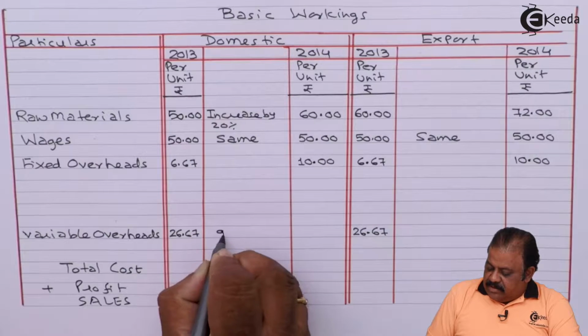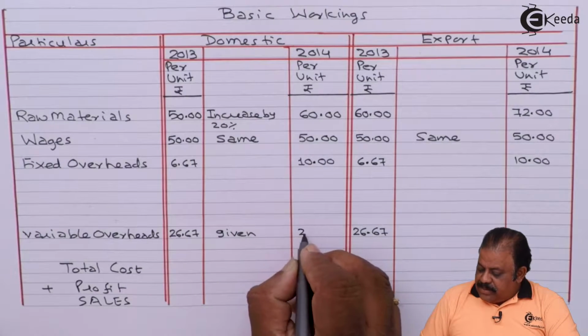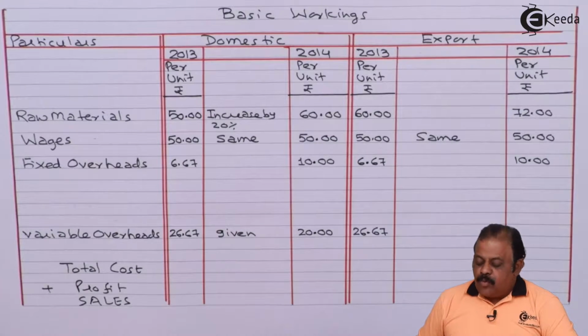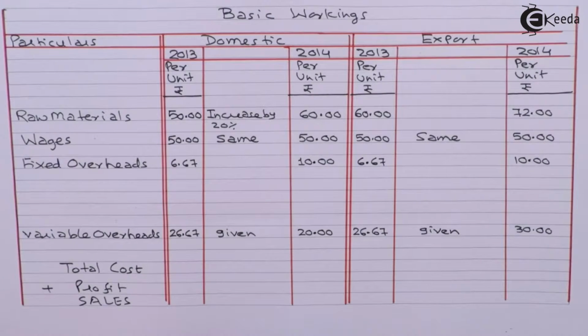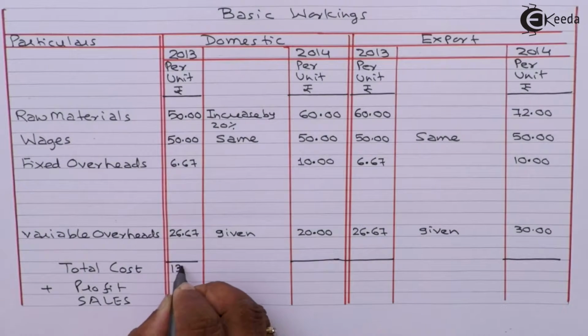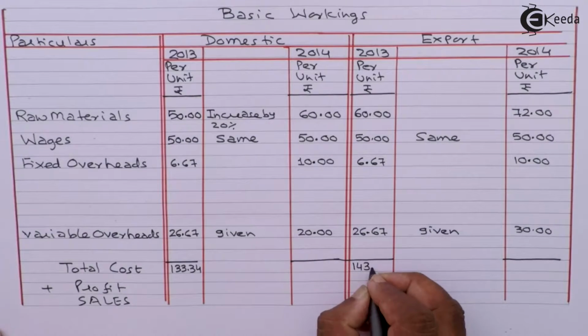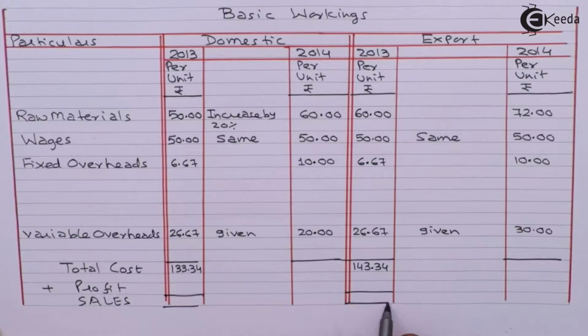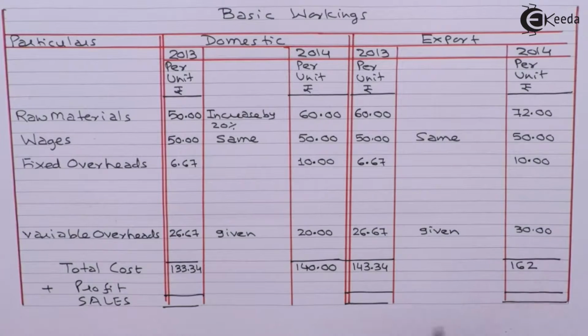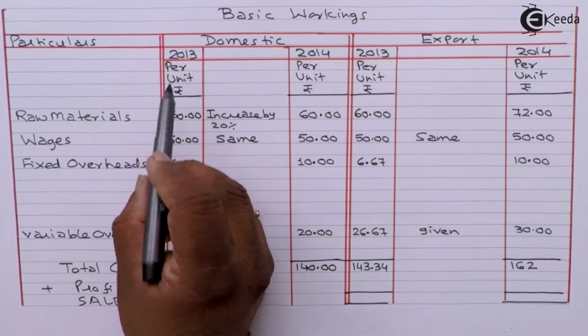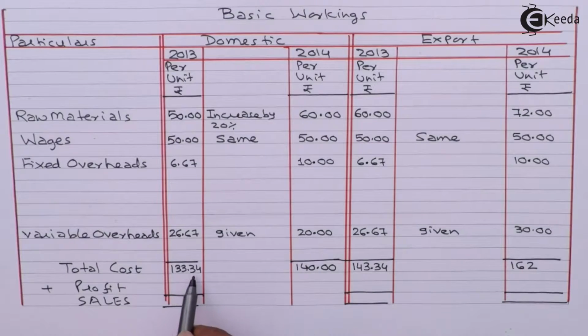For domestic, it is given rupees 20. For export market, it is given rupees 30. So we have calculated all per unit cost. We can add them to arrive at total cost per unit. For domestic sales for 2013 for current year, total cost per unit is 133 rupees 34 paise.